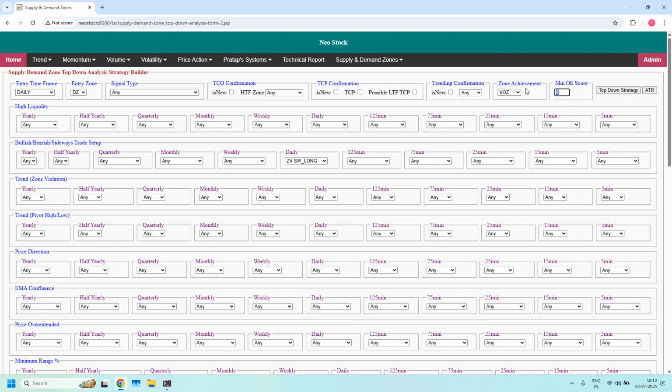Minimum odd enhancer score for sideways is 11 and bullish or bearish trade setup 12. We already learned. Because it is sideways, I am selecting 11.